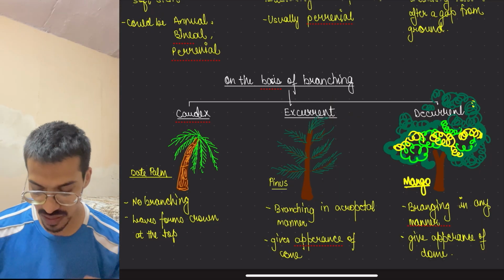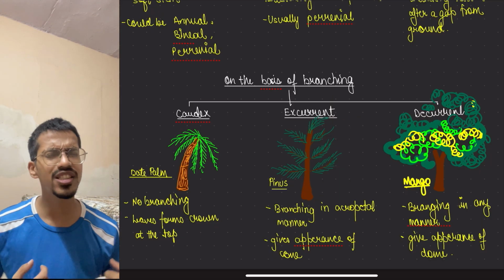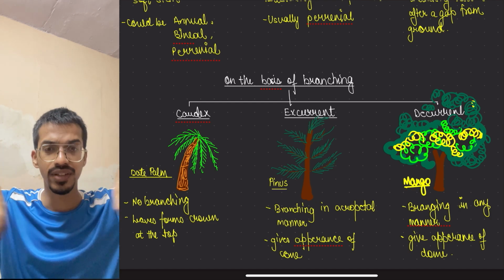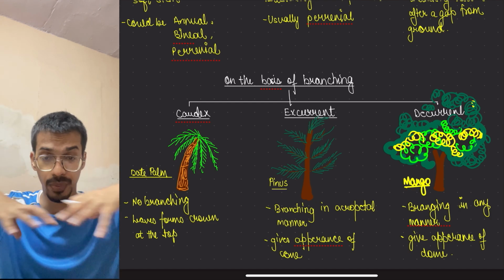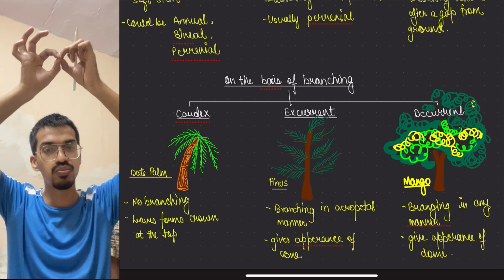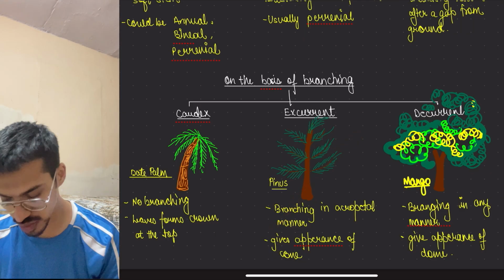Excurrent. Excurrent means what? This is seen in the case of pinus or the Christmas tree, as we used to say. In the Christmas tree, we might have seen the branching at the lower level, right? So a longer, broader branch is there and a smaller branch higher up. So it gives a cone kind of arrangement.